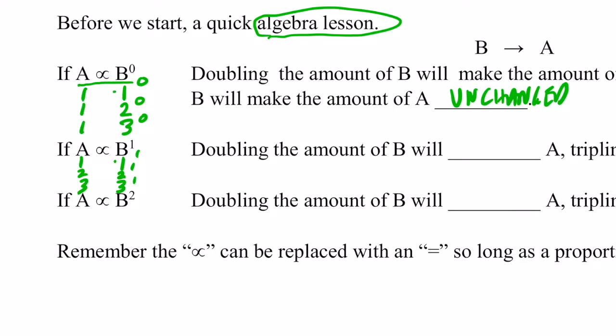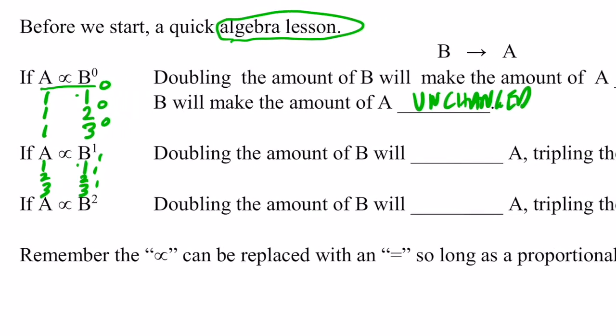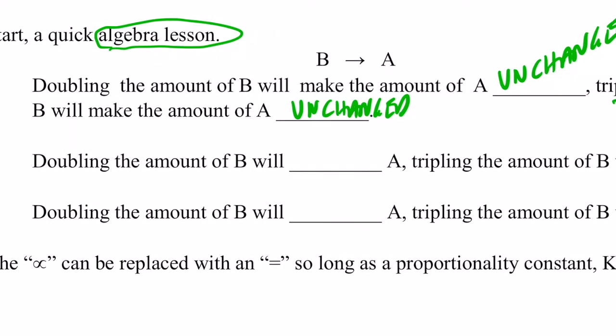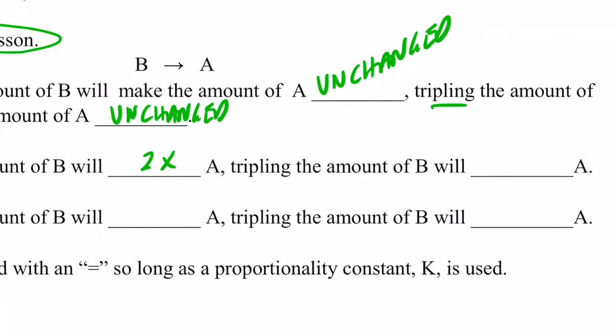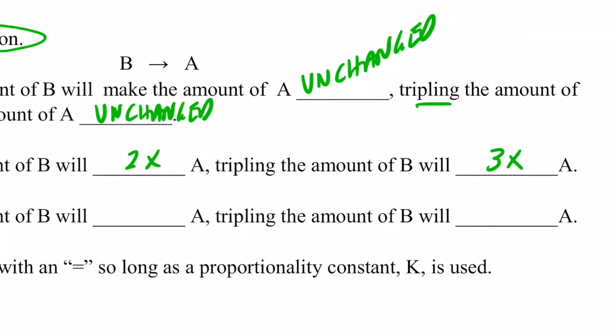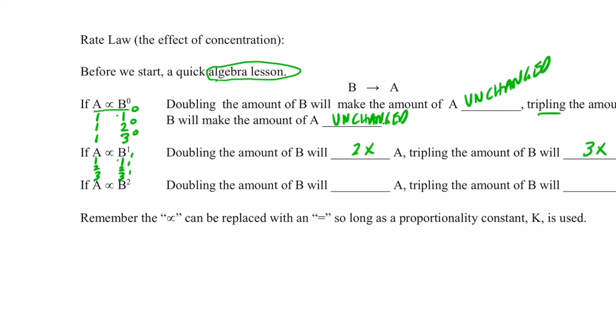We call that a direct proportionality, as you know. But when we do rate laws, we call these first-order reactants. So doubling B, remember, will double A. Tripling B will triple A. Whatever I do to B, it will have the exact same effect on A.